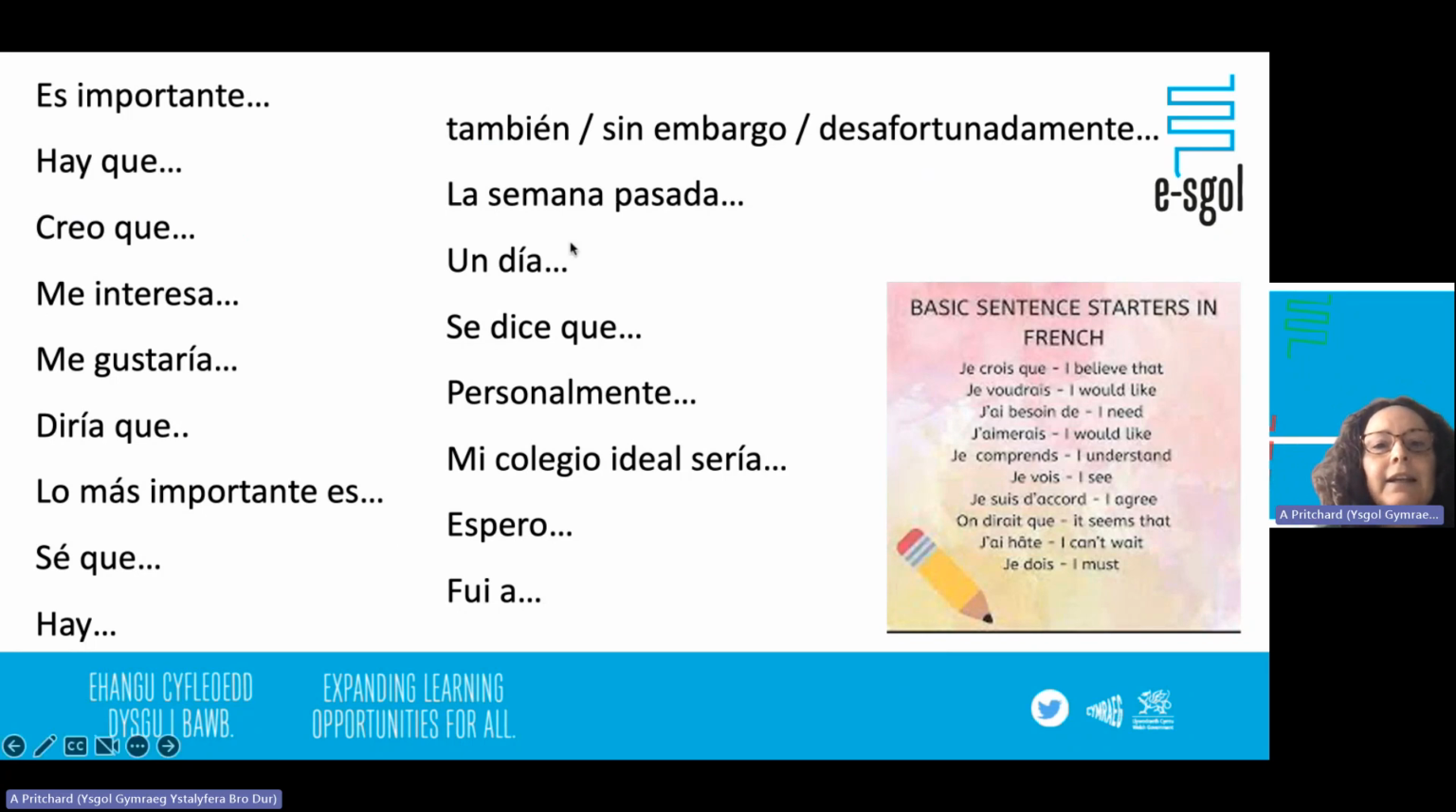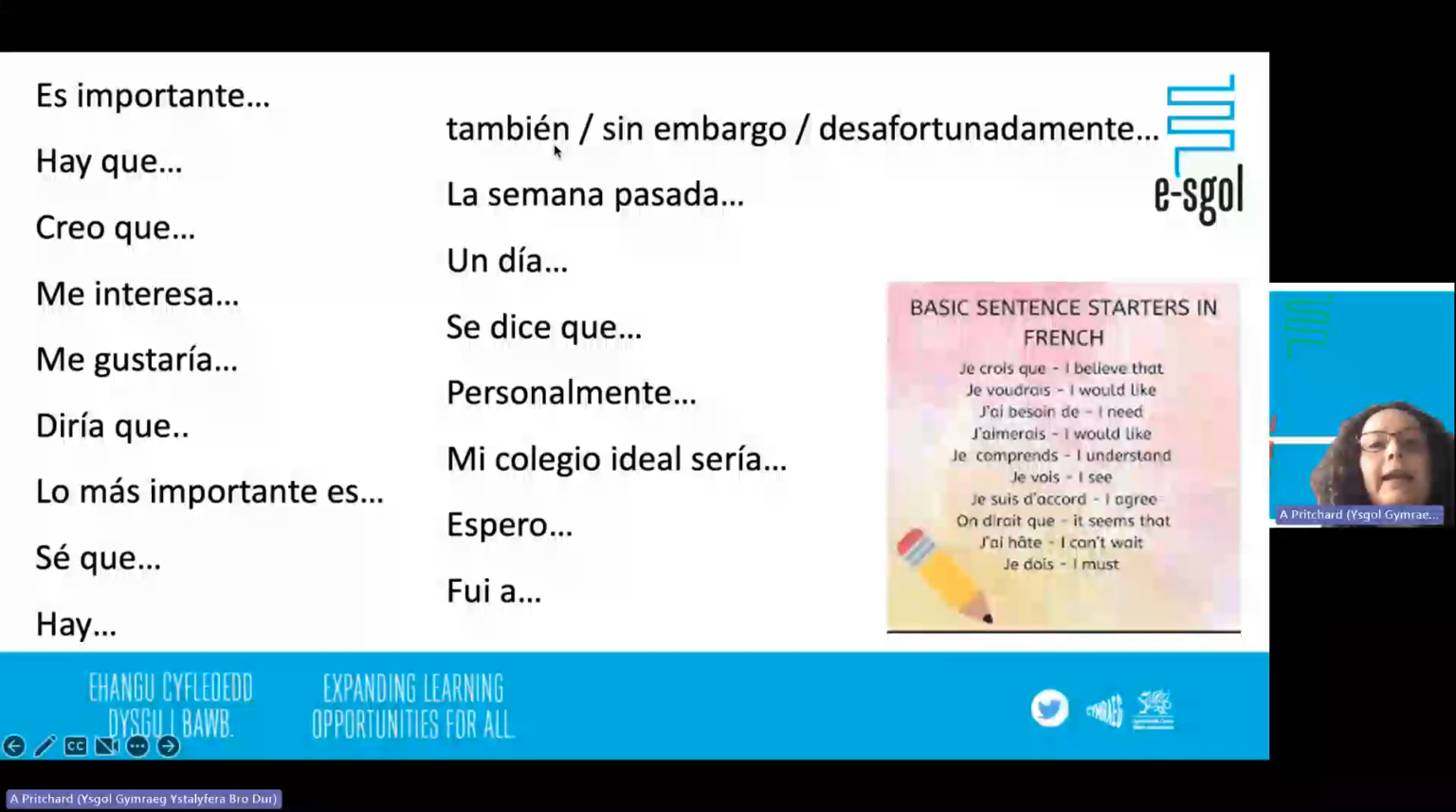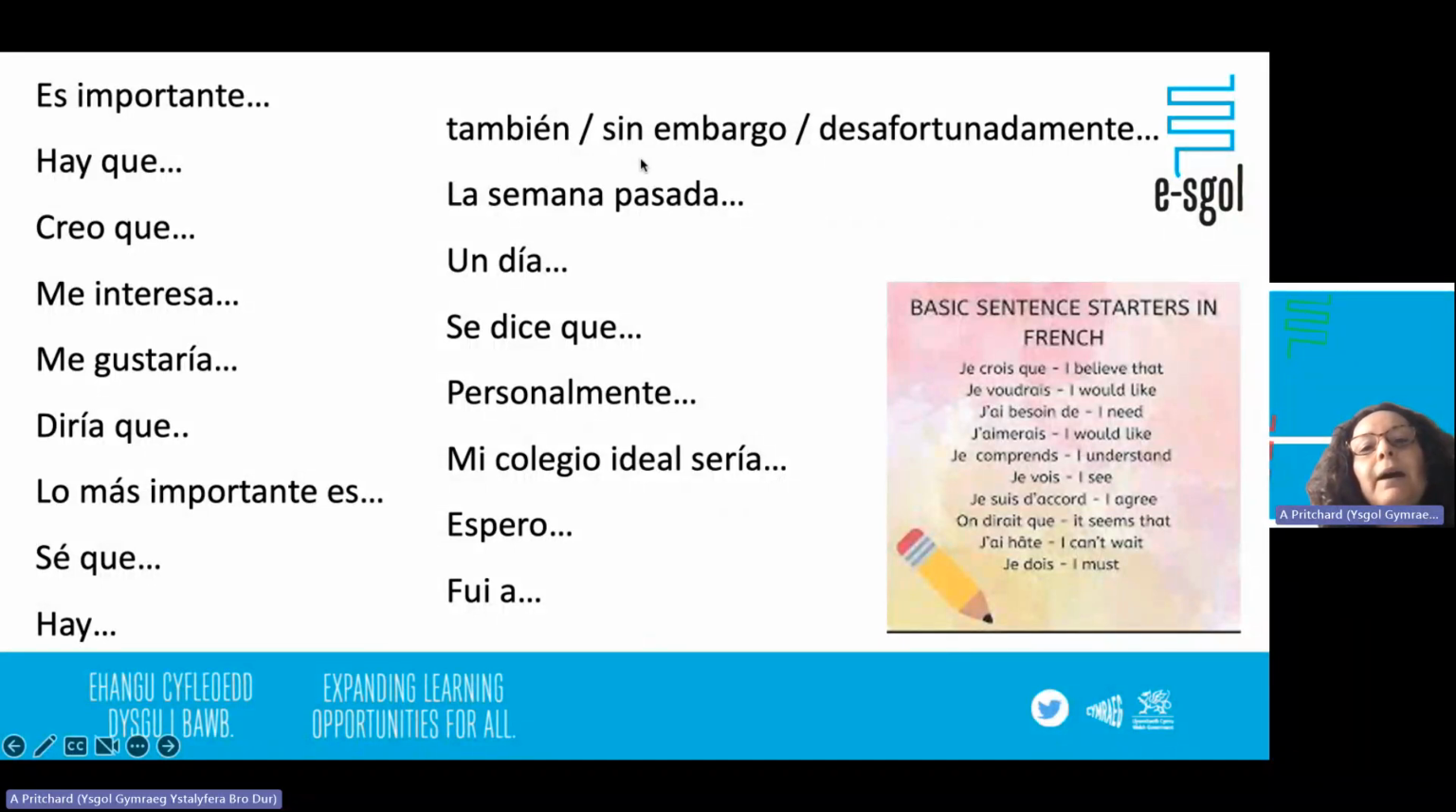The second column then we have también, also, sin embargo, however, and desafortunadamente. And these are really useful for linking sentences together. If you want to say more than one thing, or you want to give an opposing opinion or point of view, then that would be great. And obviously you can put afortunadamente in the positive form as well.